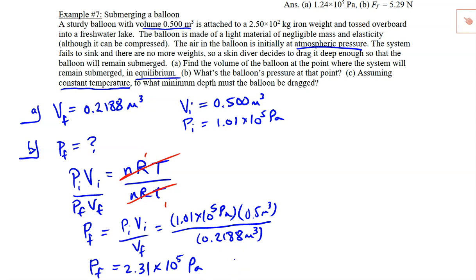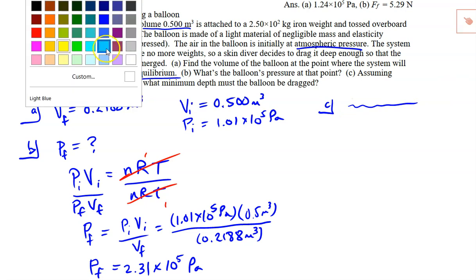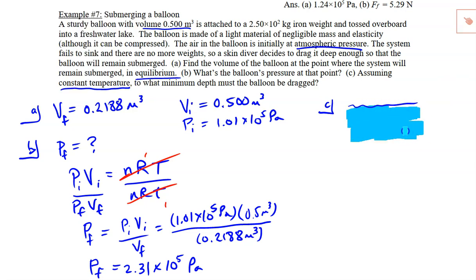Then last part, C: what is the depth? So, back to fluids again. We're assuming that when you go into the fluid, let's say this is my water in here, and then I have my balloon down here, and let's put some water all around it. As you go down that depth, there will be some pressure at that point, and we just determined that: that's the final pressure of 2.31.